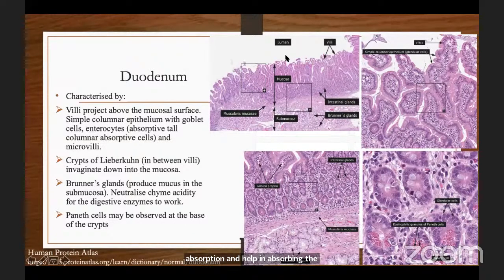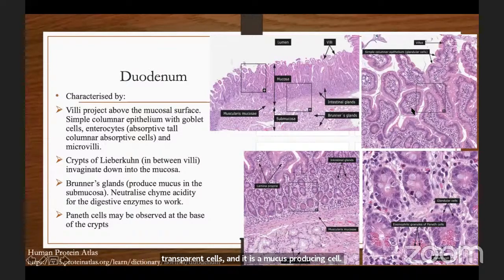In the villi, the epithelium in each villus, if we take a closer look here, this is how it looks. In the villi, we will see two types of cell. We have the enterocytes, which are the absorptive cells, and they secrete enzymes for digestion and absorption. And we have the goblet cells, which appear here as these transparent cells, and they are mucus-producing cells.